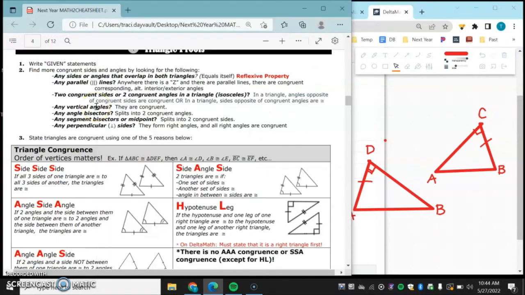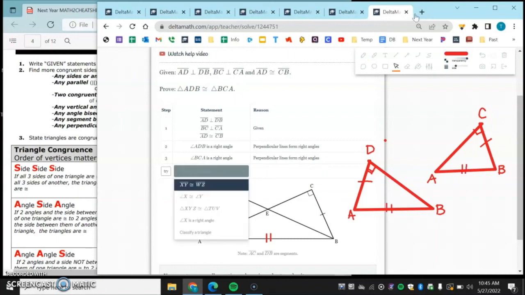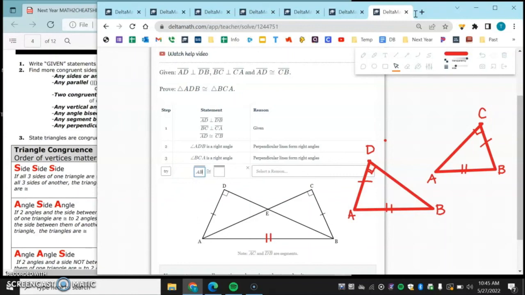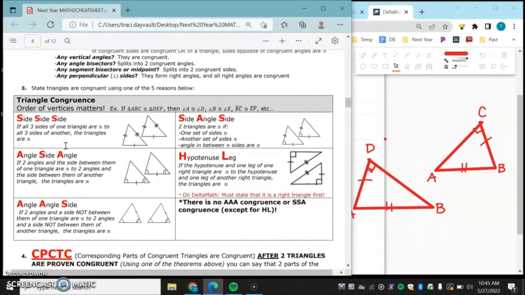So what I'm going to do, starting at the top of my list, are there any overlapping sides or angles? Yes, when they overlap, they both have AB. So AB is congruent to AB. So those two segments would be AB is congruent to itself. Anytime something is congruent to itself, we say reflexive. We've got an angle and we've got two sides. So let's see if that's enough information.